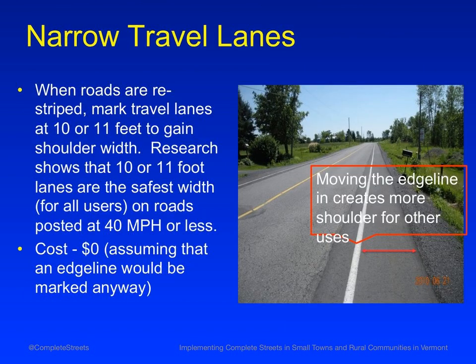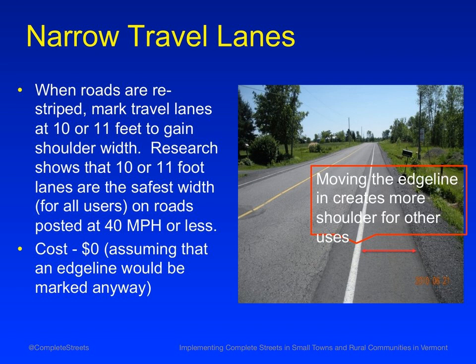So I'm just going to get into a few specific examples of what I think are the low-hanging fruit ideas, things that are fairly easy to implement and fairly low cost that can have a big positive impact. So this one is pretty straightforward. It's just, when roads are repaved or reconstructed, to narrow the travel lanes. There's a lot of 12-foot travel lanes around Vermont. That was the industry standard for a long time.